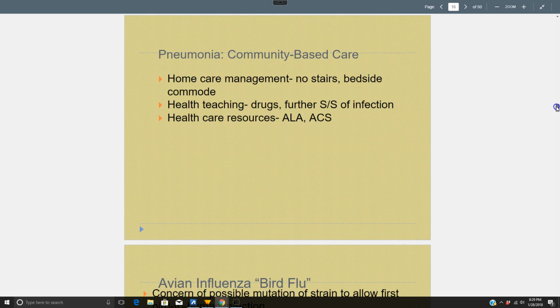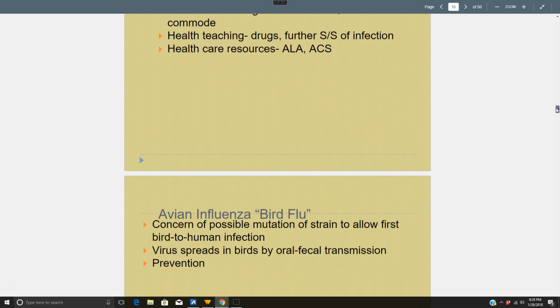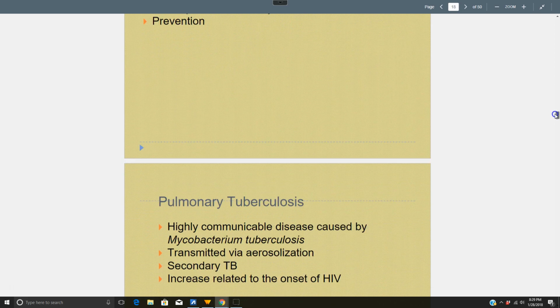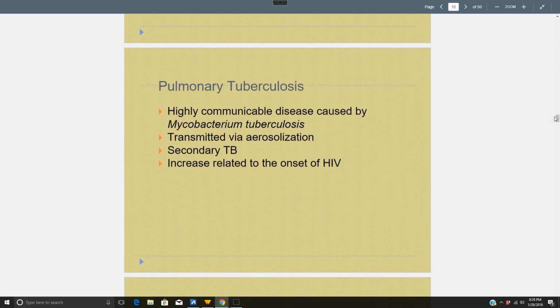And remember, these people will go home not feeling in tip-top shape. It's going to take weeks before they feel good again, especially the elderly. They're still going to be weak and tired and still have to continue maybe on some medication. Okay, pulmonary tuberculosis.